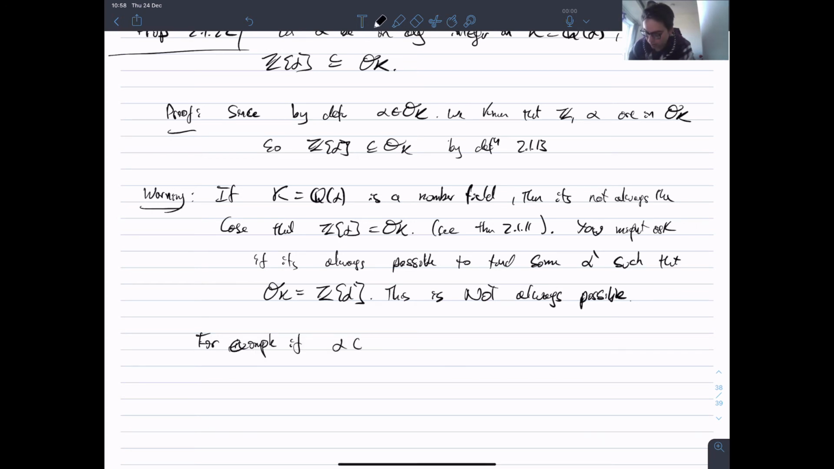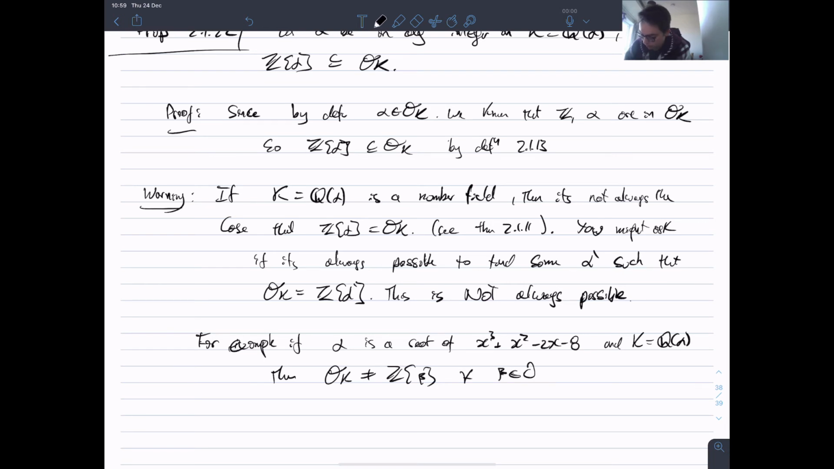if alpha is a root of, what was it? x cubed plus... So I think for quadratic fields, it is always true that you could find one thing, like we saw in theorem 2.11. You can always find one thing which generates it, but once you go up to cubics, then this stops working. If you had alpha to be a root of this, and K was Q(alpha), then O_K is different from Z[beta], for all beta in K, say.